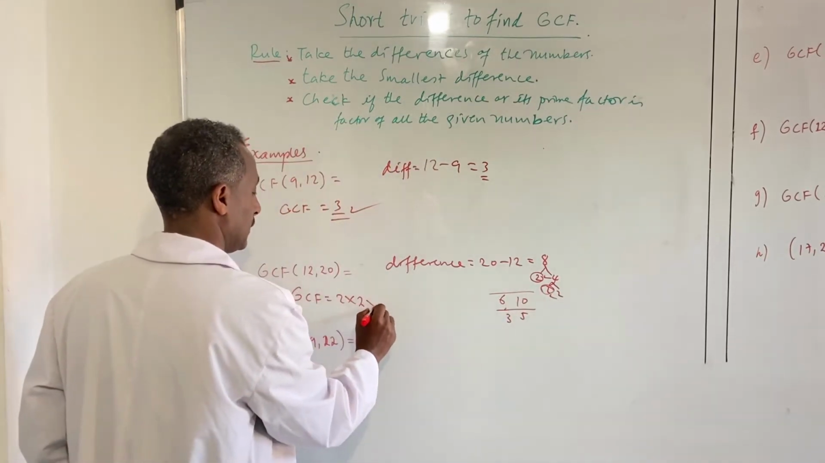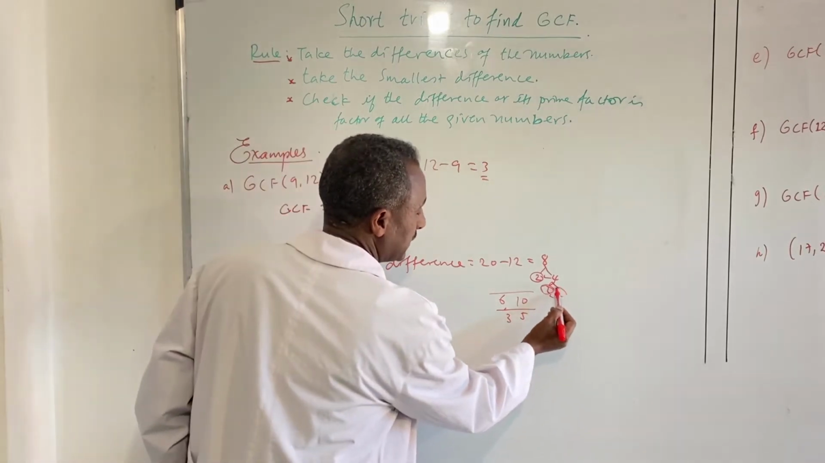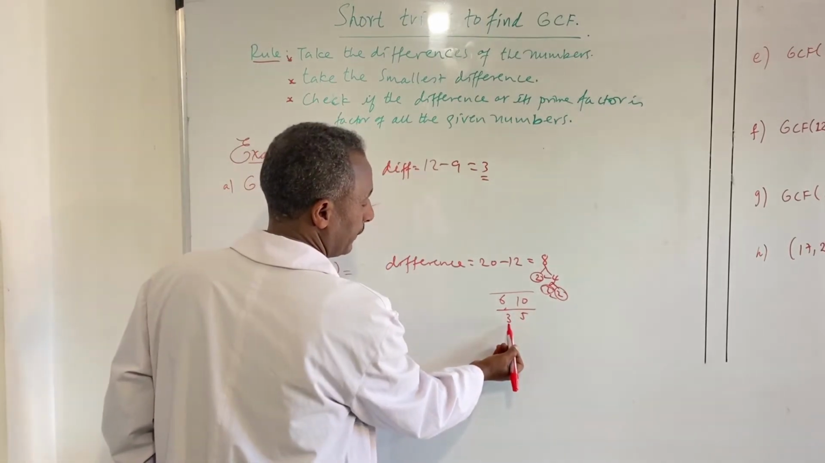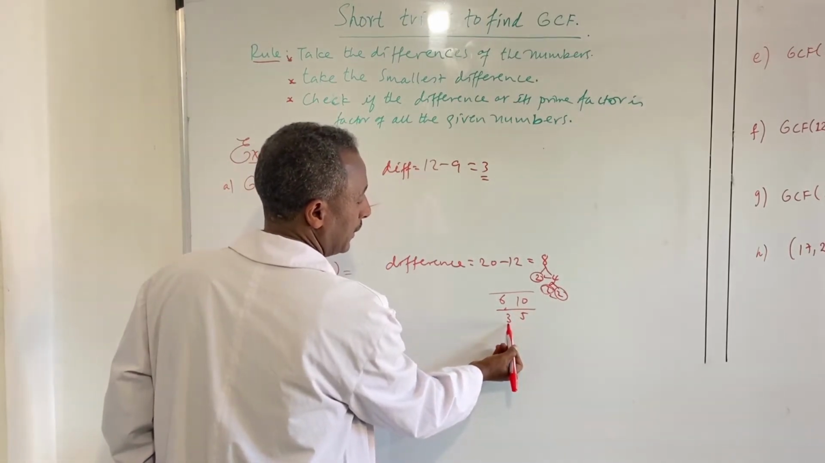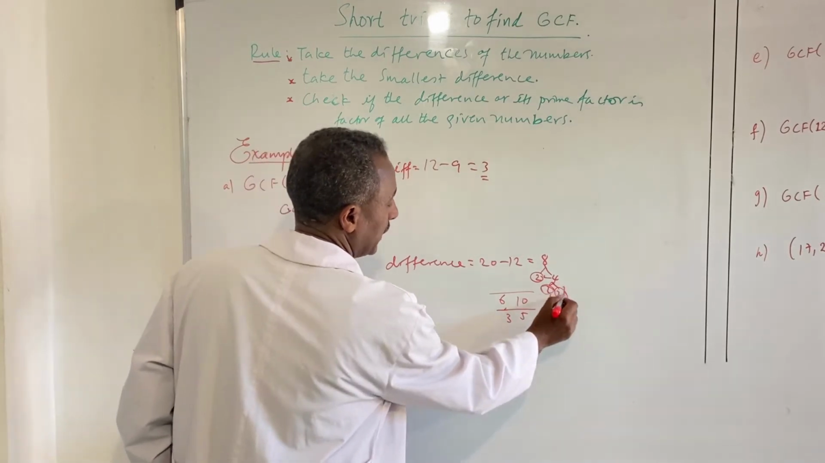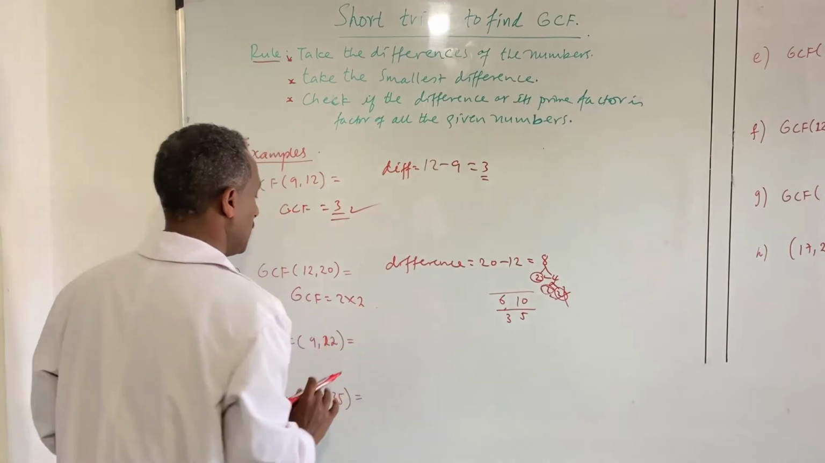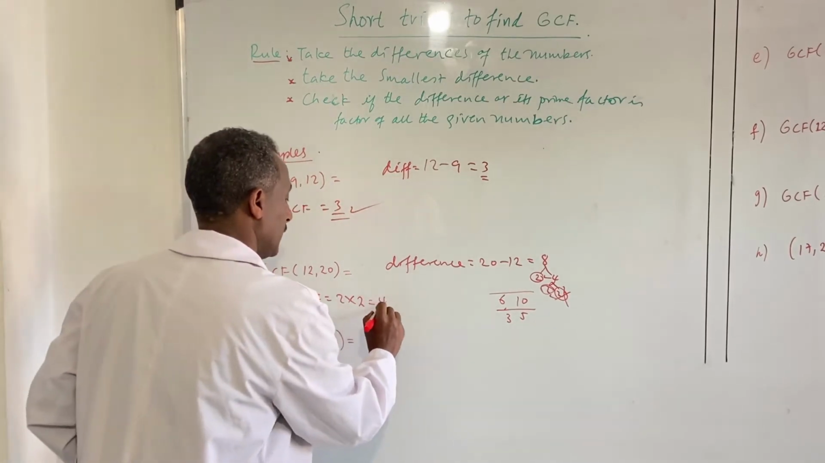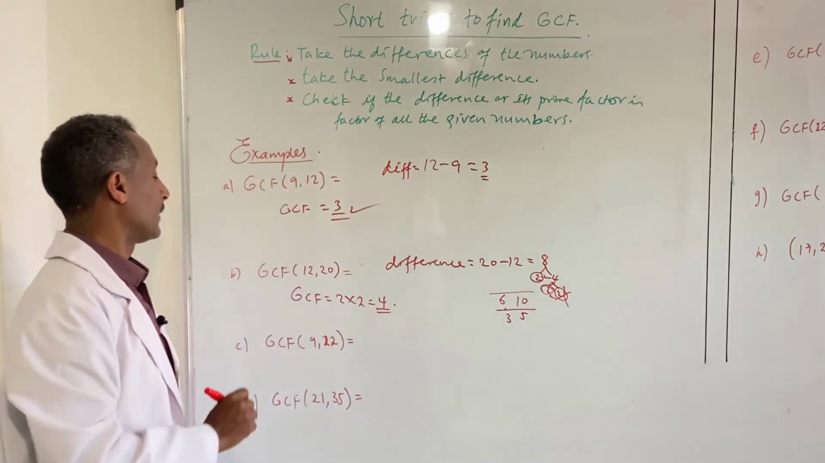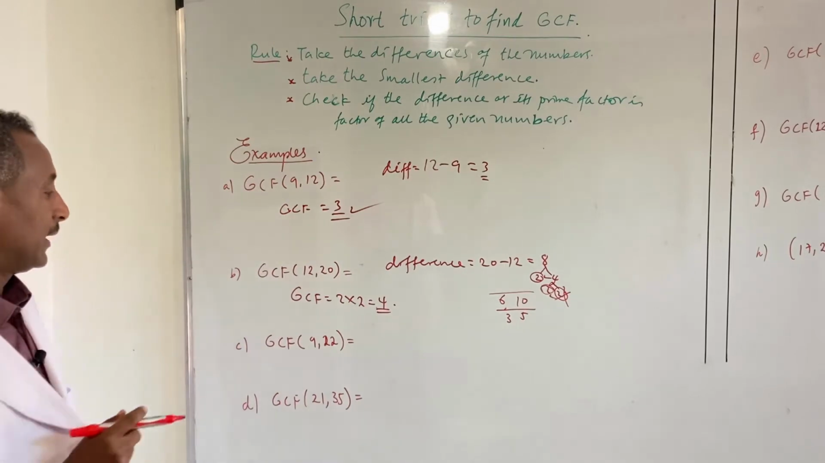So this one is also possible: 2. Does the last number 2 divide this one? No. How about this one? No. So we eliminate this one. So the remaining, only 2 times 2, which is 4, is the GCF of 20 and 12.